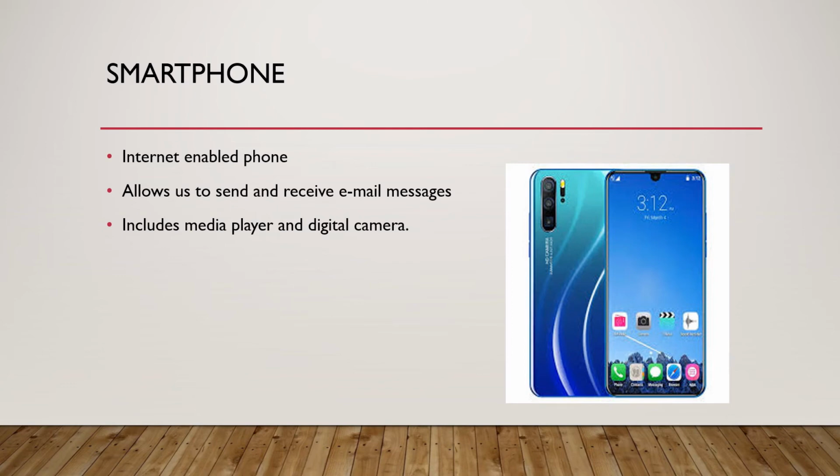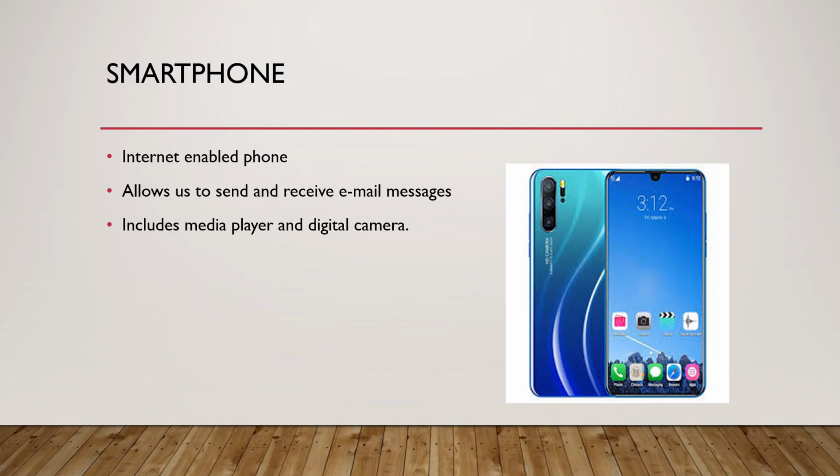And then the next one is the smartphone, very well known to you all, right? Even now you are using that only. Here it is an internet-enabled phone, obviously. Only then can you watch my videos, right? This is happening because you have internet in your smartphone. And next, it allows, obviously, if internet is there, what happens? You can send and receive email messages.